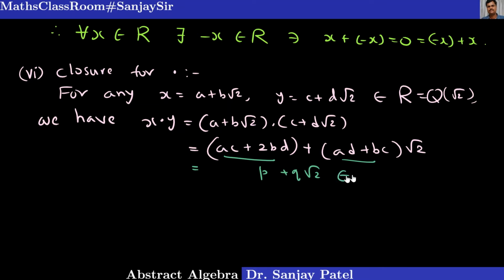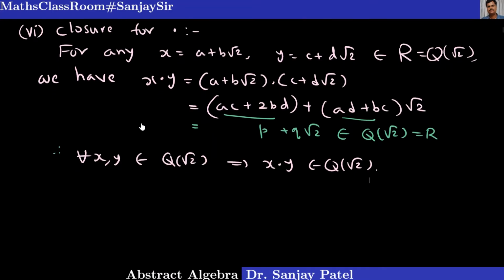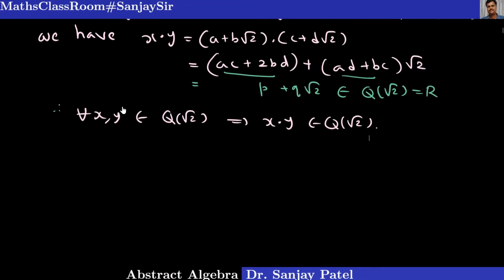And this also belongs to the set Q(root 2), because a, b, c, d all are rational numbers. So ac and 2bd are all rationals. So here every bracket is a rational number. So p and q are rationals. Therefore I can say for every x and y belonging to Q(root 2) implies x into y also belongs to Q(root 2). So we can say that Q(root 2) is closed with respect to multiplication.